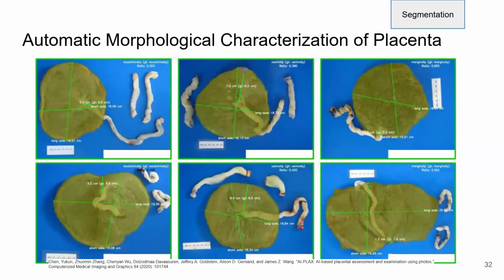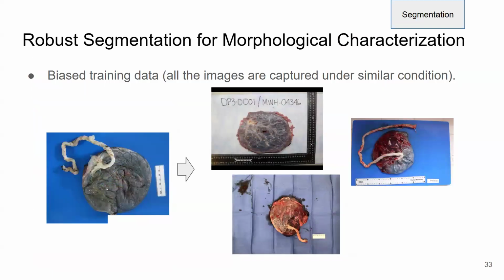First, let's talk about the morphological characterization of the placenta. As discussed in previous slides, we want to get the segmentation. We want to get the size, shape, all the length and width stuff. To do that, we need to use a model trained on one site, but we want the model to generalize to different sites. So the goal here is to improve robustness.